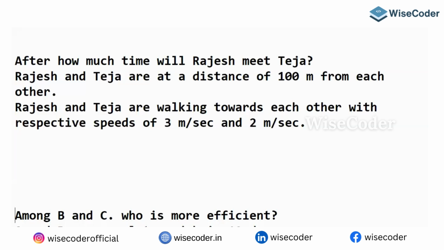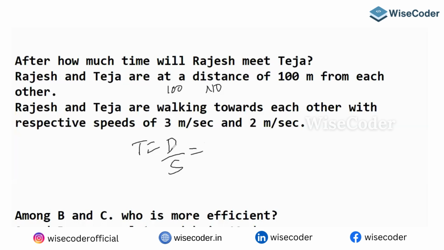Let's go to the next one. Rajesh and Teja are walking towards each other with respective speeds of 3 meters per second and 2 meters per second. Guys, if you know only the speeds, can you figure out the time? No. Basically, what do you want? Time. What is the time formula? Distance by speed. In statement 1, you know only the distance, can you figure out the time? No. In statement 2, you know only the speeds, can you figure out the time? No.